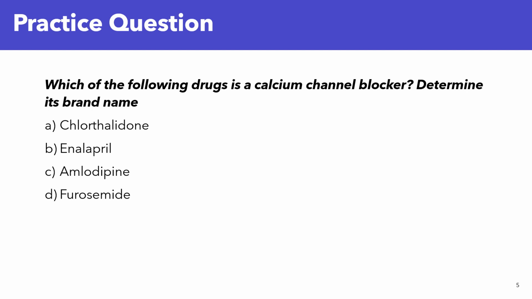So if you chose C, amlodipine, then you would be correct. Amlodipine is a dihydropyridine calcium channel blocker. I mentioned that the dihydropyridine calcium channel blockers typically end in PINE. So that's amlodipine. The brand name for amlodipine is Norvasc. Now, the other answers are incorrect because chlorthalidone is a thiazide diuretic, enalapril is an ACE inhibitor, and furosemide is a loop diuretic.